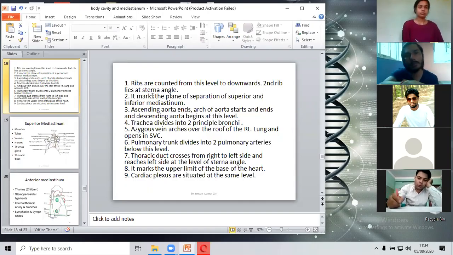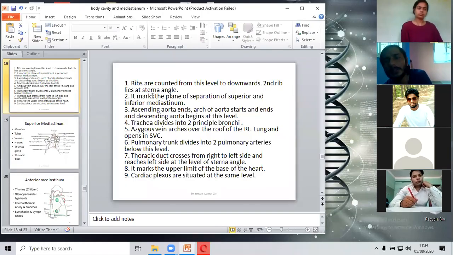Or if you can remember this whole thing, you can write it arcs over the root of the right lung and opens into the superior vena cava. That is okay. For a shortcut you can write the azygous vein opens into the superior vena cava. Do you know about the azygous vein, where it is? Don't know. Actually this vein drains the blood from the wall of the trunk. From the body wall it will drain the blood and carry it to the superior vena cava.